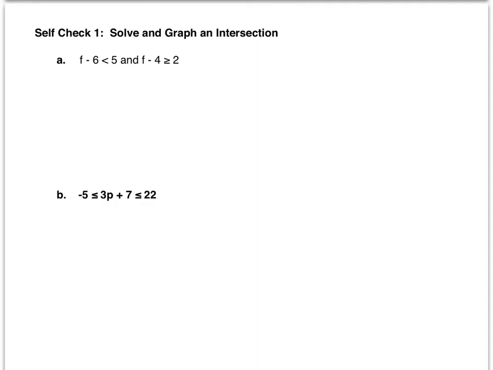Now it's time for you to try some examples on your own. In self-check 1, you'll solve and graph an intersection. You can show your work on the back of your notes paper, and graph them on a number line on the back of your notes paper, and then show your answer on the front of the notes.